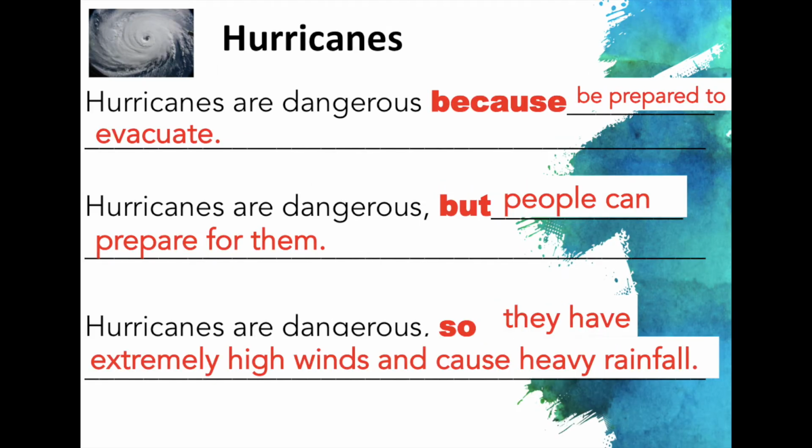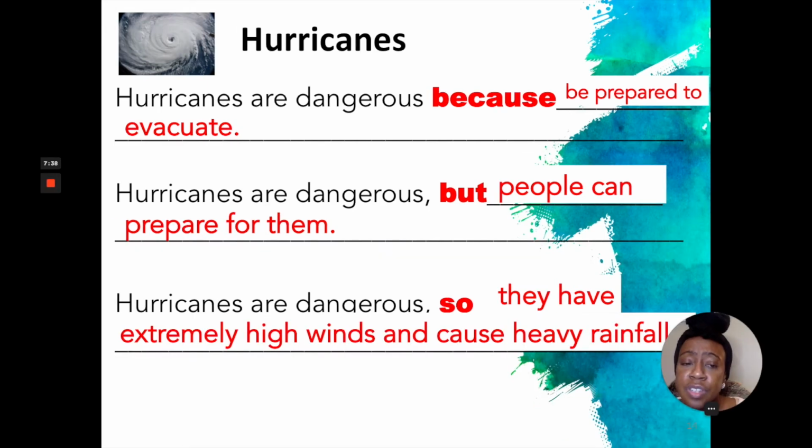So let's look at which sentences are correct and which sentences are incorrect. Hurricanes are dangerous because be prepared to evacuate. That doesn't sound right. That's incorrect. And that's incorrect because it's not telling us the reason why hurricanes are dangerous. Hurricanes are dangerous, but people can prepare for them. That sounds like a change in direction. They're bad, but you could do something to make sure that you don't die in a hurricane.